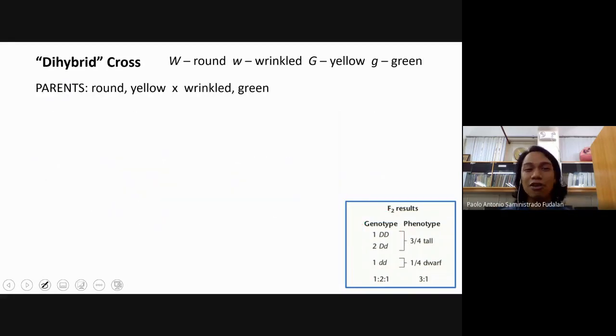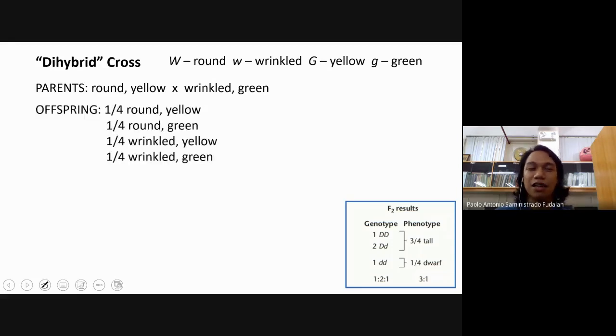Now, there are crosses that might look like dihybrid, but they are not. Okay, so we'll start dealing with them in this problem. So here we have the same characters, the shape and the color of the seed. We have the parents, round yellow, crossed with wrinkled green. And these are their offspring: 1/4 round yellow, 1/4 round green, 1/4 wrinkled yellow, 1/4 wrinkled green. Okay? First and foremost, how would you know this is not a dihybrid cross anymore?